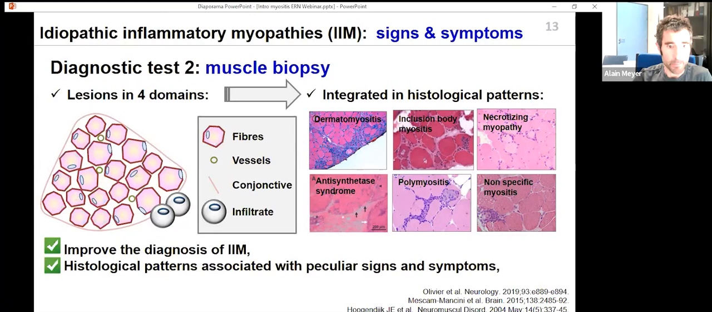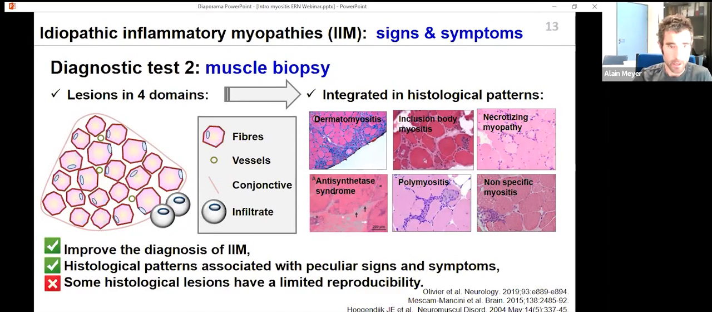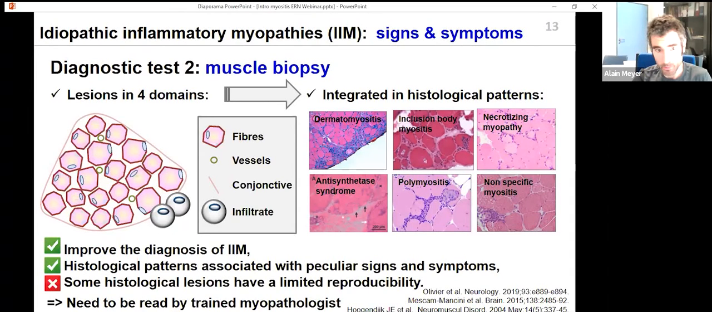Some histological patterns have been associated with peculiar signs and symptoms that we have just seen. This is highly relevant for classification of inflammatory myopathies. Yet, we should be aware that some histological lesions have a limited reproducibility, and thus the muscle biopsy is useful for diagnosis and classification of inflammatory myopathies, but it should be performed and read by trained myopathologists.